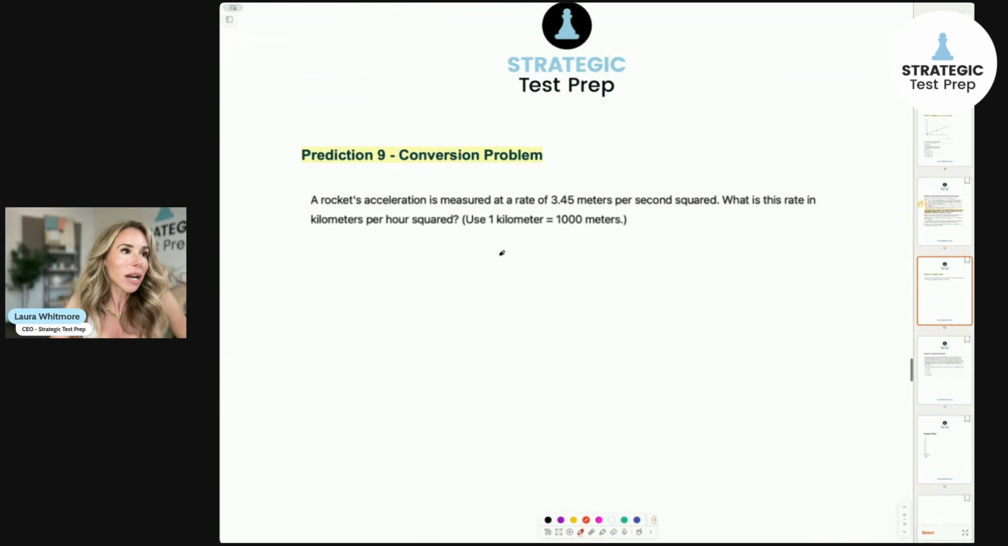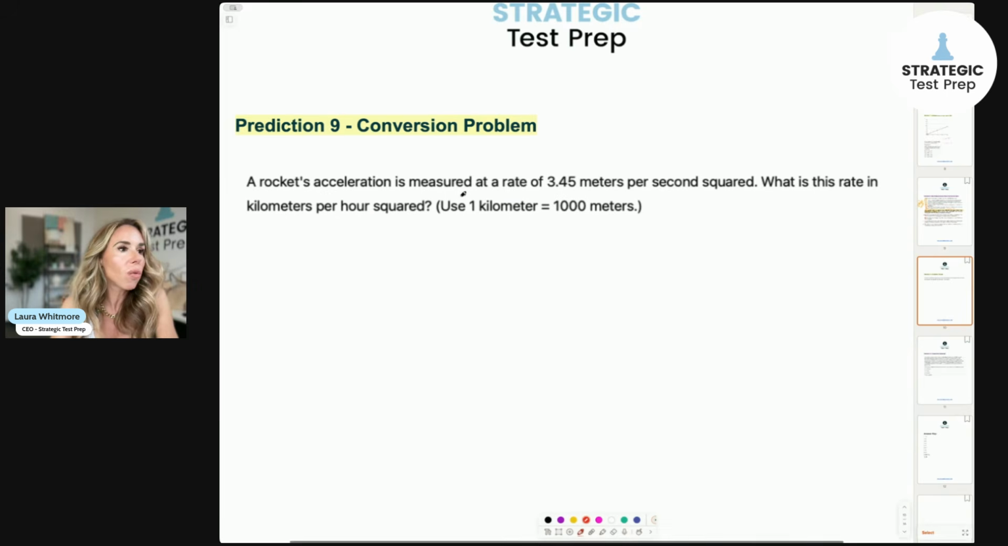All right, let's talk about my 9th prediction. I think you're going to have a conversion problem on this test. And I actually chose a really difficult one because we haven't seen this in a while, and I could see them doing this again. The reason why it's difficult is because they expect you to square time, and they don't give you the conversion for time. Let me show you what I mean.